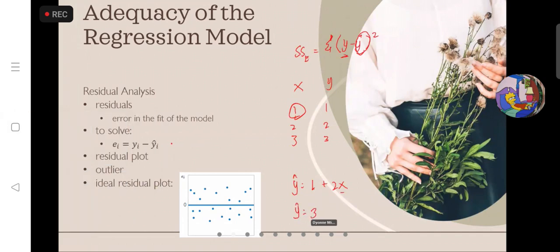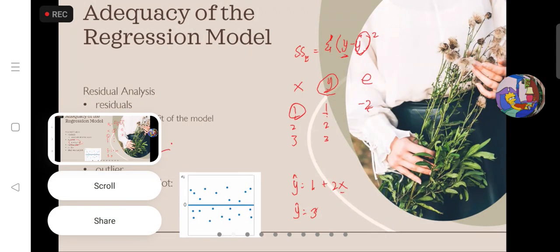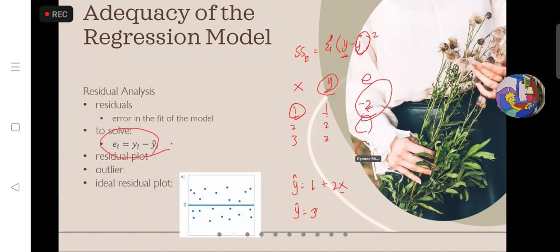So our y hat is 3. I-substitute na to sa y kani. So our y hat, our value for E or the residual is equal to negative 2. Okay, 1 minus 3, negative 2. So that is how you solve for the residual. Once we solve for all the residuals in our data, we will then do the residual plot.